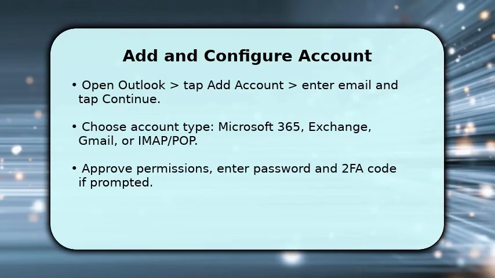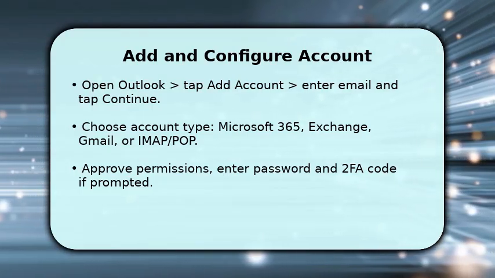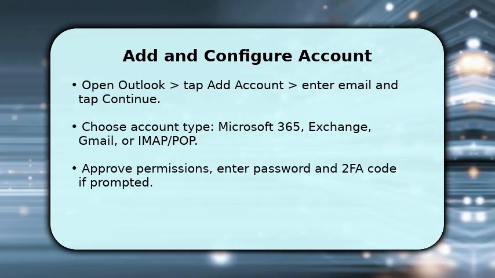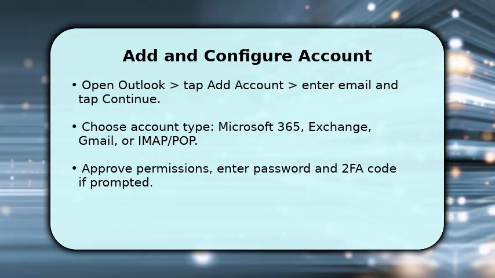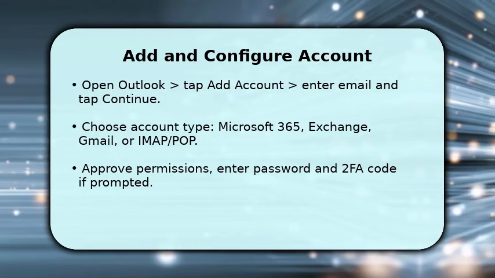Now add your account inside Outlook. Tap Add Account, enter your email, and select the appropriate account type: Microsoft 365 or Exchange for work, Gmail for personal, or IMAP/POP for custom domains, because each uses different server settings.